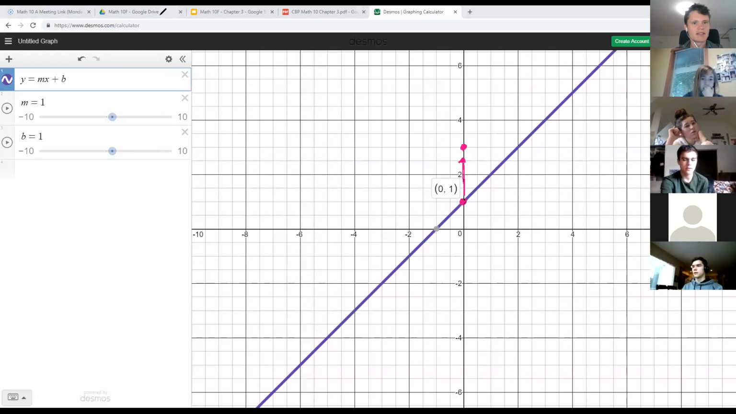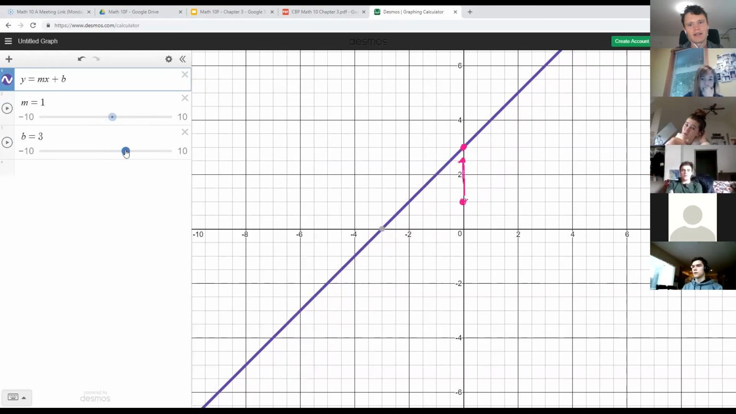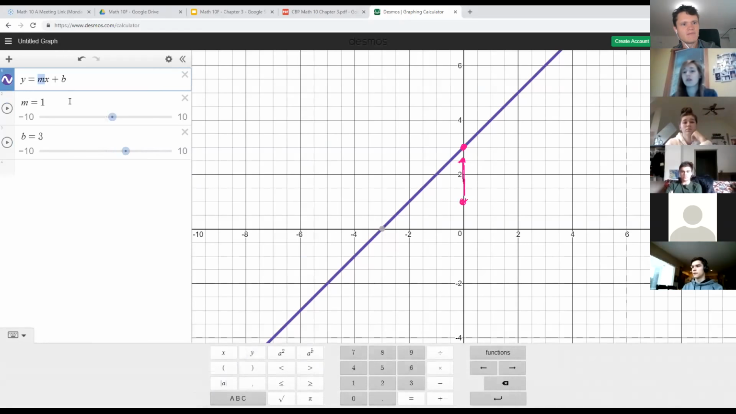So if I slide this b value up, it causes that y-intercept to change. So I can replace that b with a 3, right? This is just saying, hey, my m value right now is 1, and my b value is 3. So it's an equation that looks like this: y equals 1x plus 3.